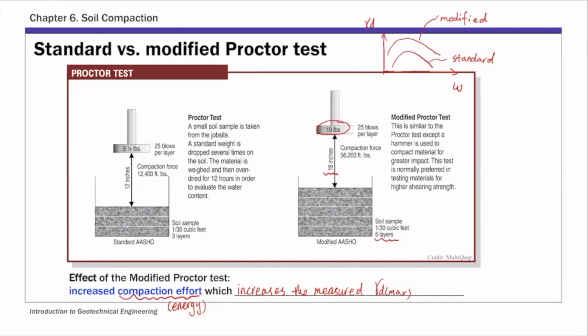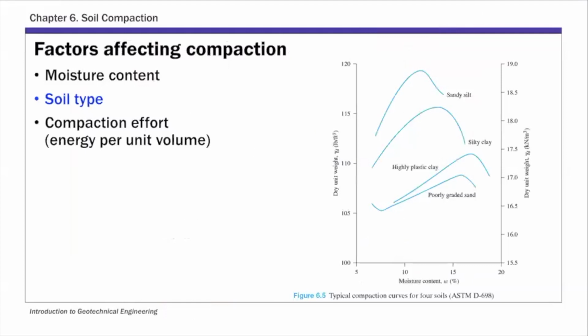So that's the Proctor test, standard and modified Proctor tests. The next thing I want to talk about is some factors that are affecting the compaction. And we have described that relationship between moisture content and dry unit weight. So of course, moisture content impacts your compaction. And there are other factors that will impact compaction as well. And the first one is soil type.